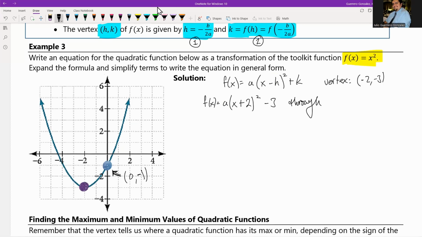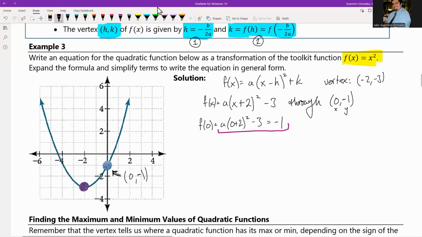I'm going to write that down really quick, (0, -1). So in this case, I know that my x is 0, my y is -1, okay? So if I have f of 0, I'm going to write that in, a(0 + 2)² - 3, that's got to be equal to -1. I'm going to solve out this bit right here, this tail end.